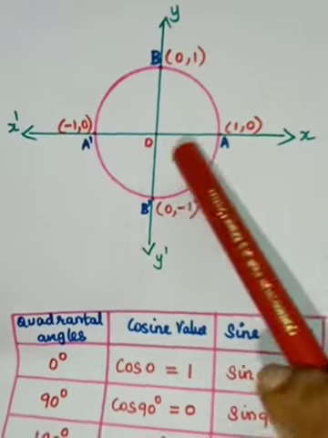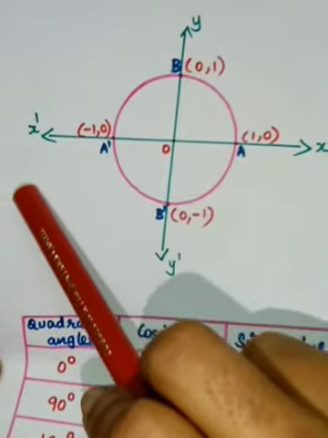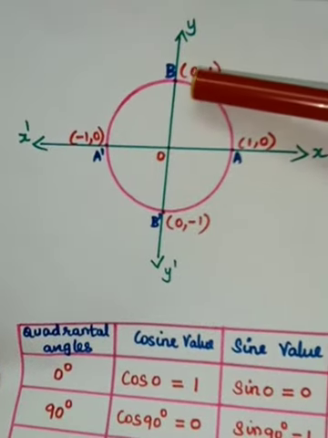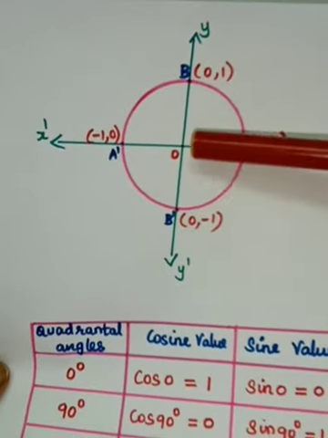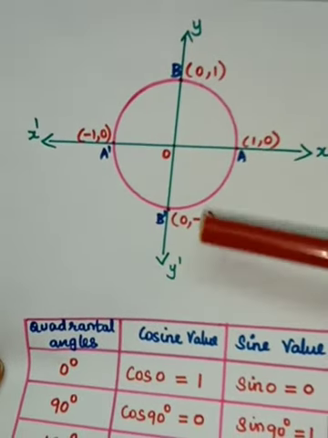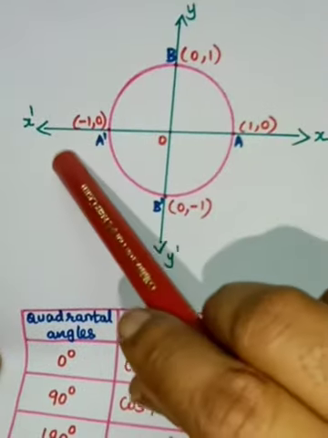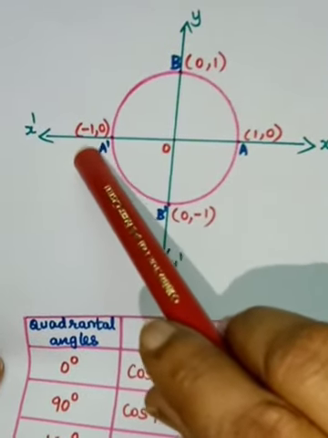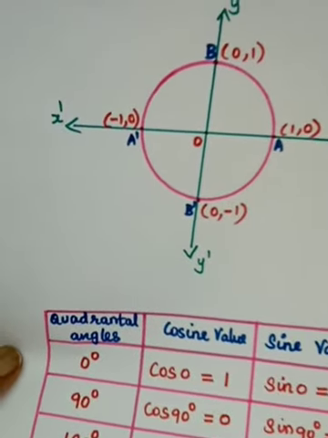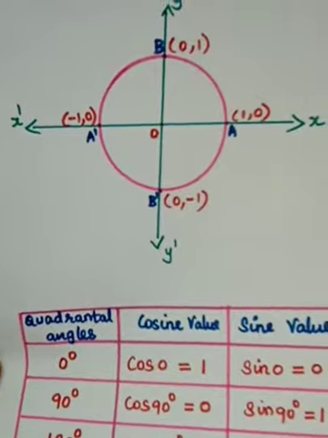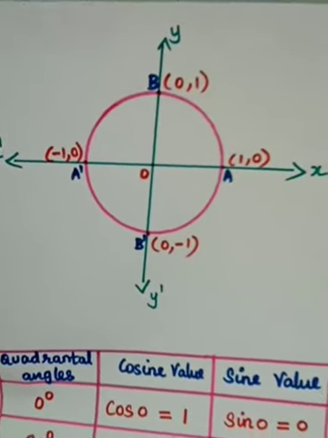Minus 1, 0. A is on the positive side of x-axis and A dash is on the negative side of x-axis. Likewise, B is on the positive side of y-axis and this B dash is on the negative side of y-axis. So A point is what? 1, 0. And opposite, on the negative side of x-axis, A dash, that is minus 1, 0. Okay, B point is what? It is on the positive side of y-axis, so it is 0, 1, and B dash is 0, minus 1.